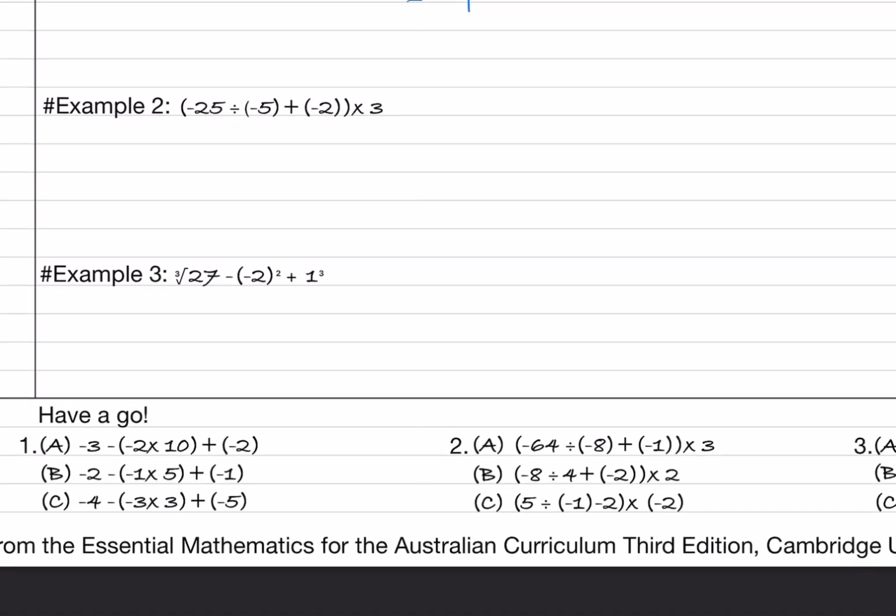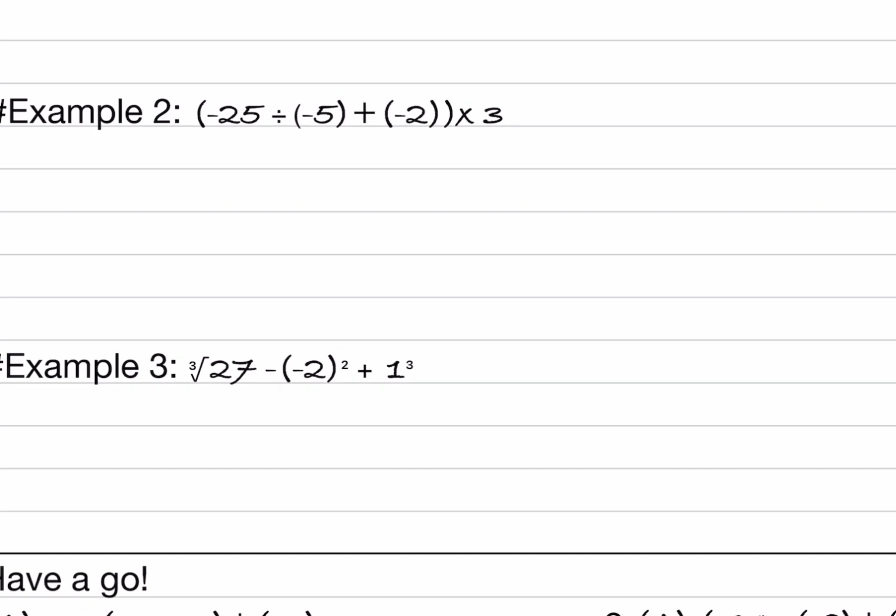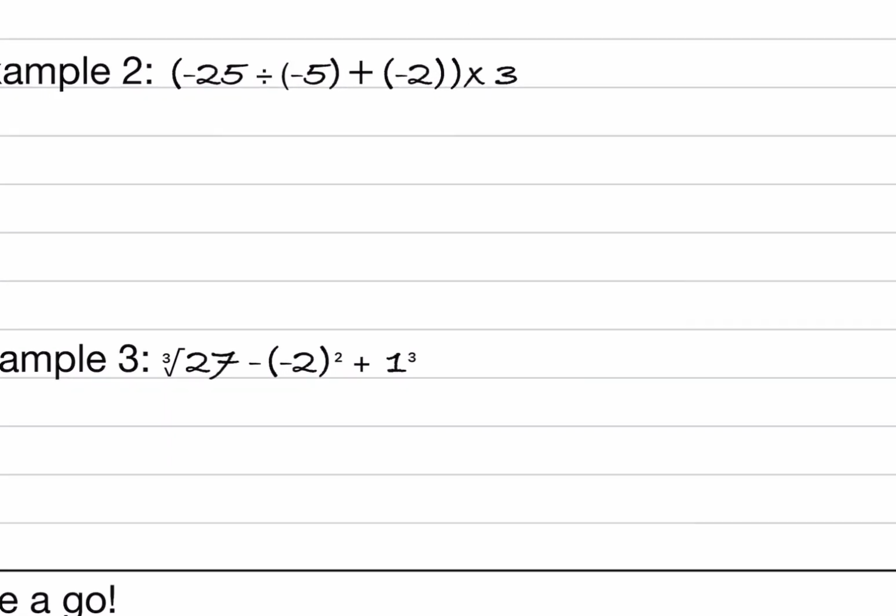Let's solve another example. Let's have a look at another example. Again, we can see the BODMAS. So it's the brackets. We're going to solve the ones in the bracket. So minus 25.